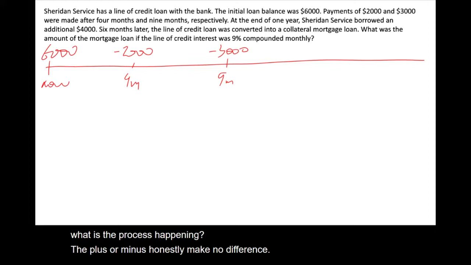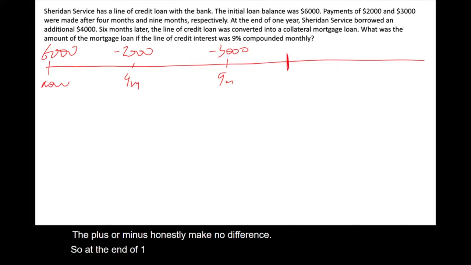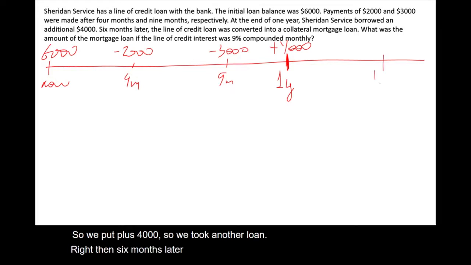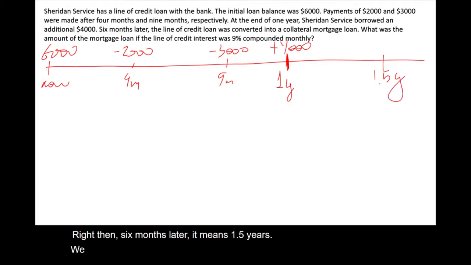So at the end of 1 year, I put a mark at 1 year. So we put plus 4,000. So we took another loan, right? Then 6 months later, it means 1.5 years, we convert it into a collateral mortgage. What is the amount of the mortgage? Now, interest rate.